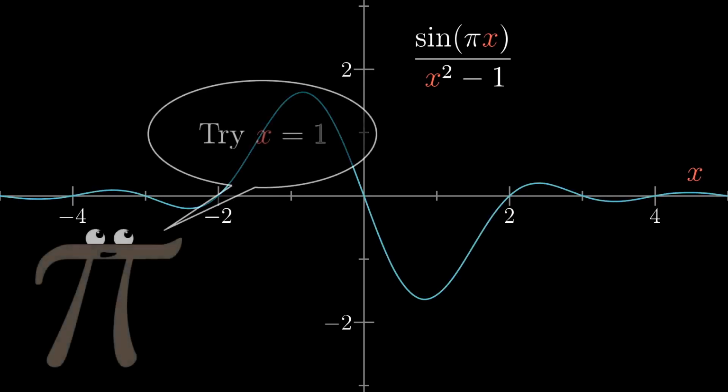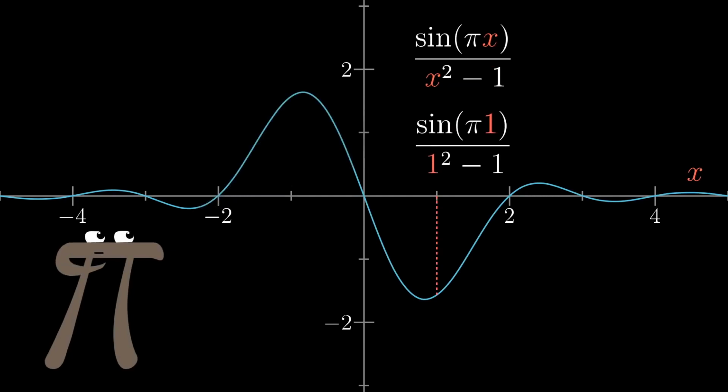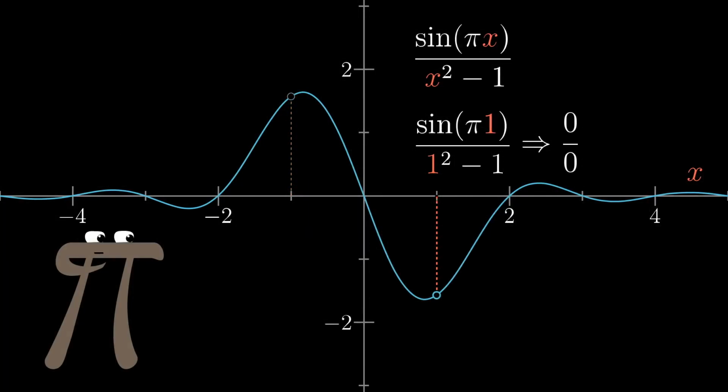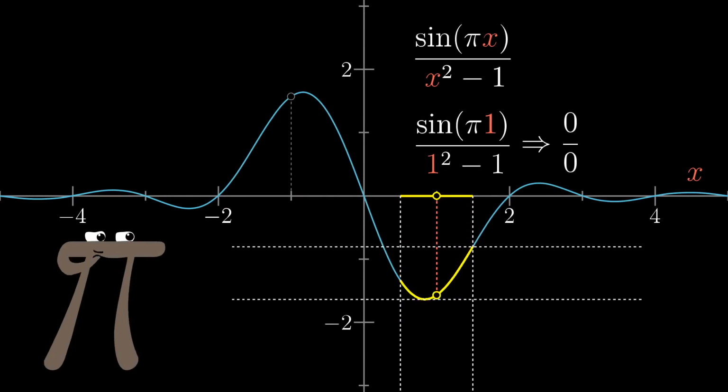But there's a problematic value at x equals 1. When you plug that in, sine of pi is, well, 0. And the denominator also comes out to 0. So the function is actually not defined at that input, and the graph should really have a hole there. This also happens, by the way, at x equals negative 1, but let's just focus our attention on a single one of these holes for now. The graph certainly does seem to approach a distinct value at that point, wouldn't you say?